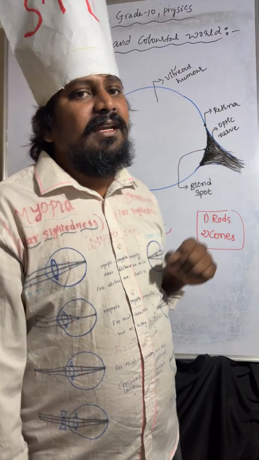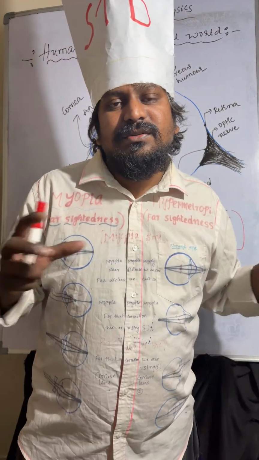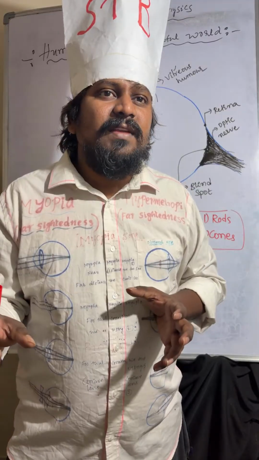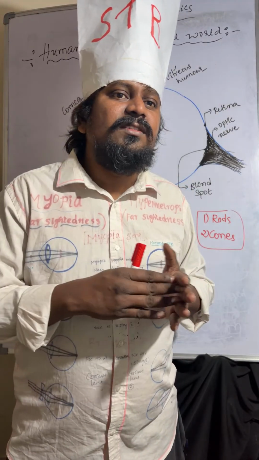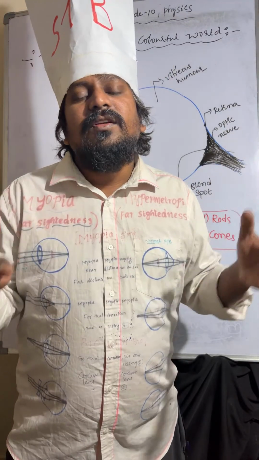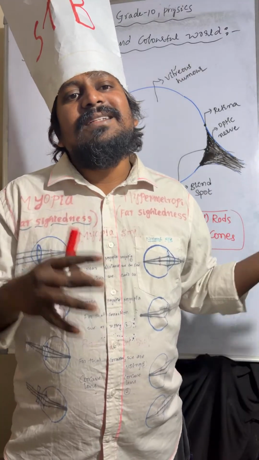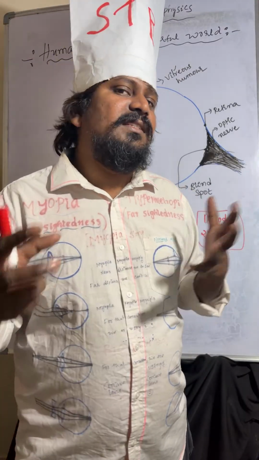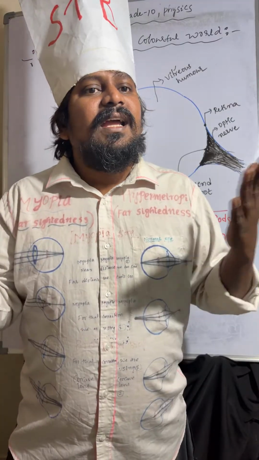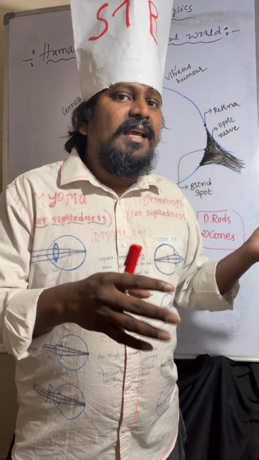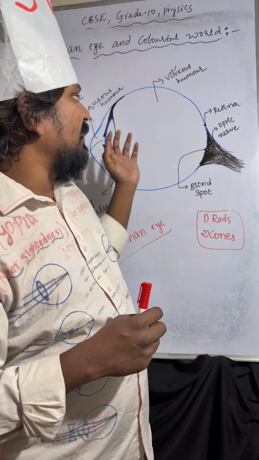And coming to the retina, it is a light sensitive screen. There are two types of light sensitive cells, those are rods and cones. Rods sense the intensity of the light, cones sense the color of the light. So that is about the retina.